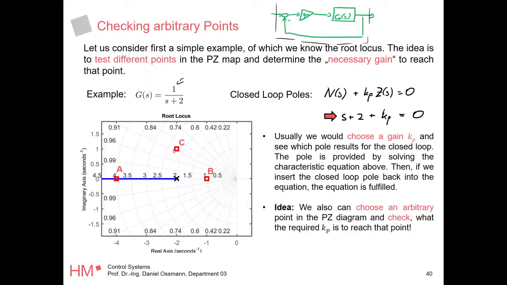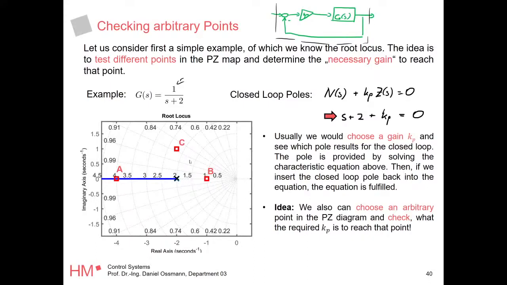Point C is up here. Also, it should be clear to everyone, with pure proportional feedback here, we cannot reach that point because we are moving with proportional feedback along that line. Okay? So these are already the results.